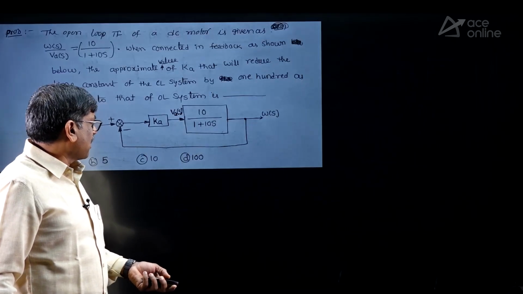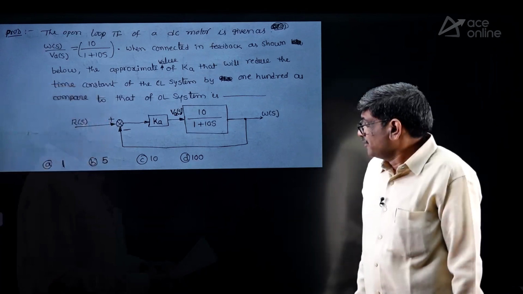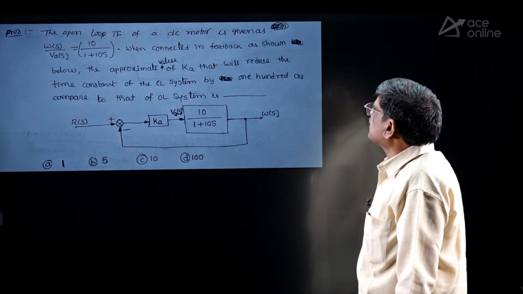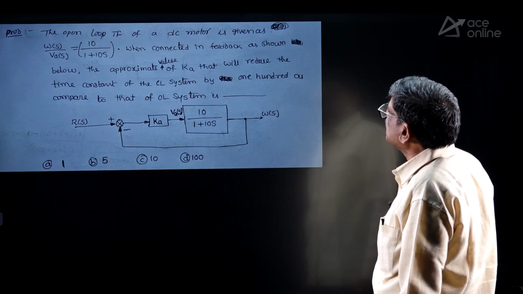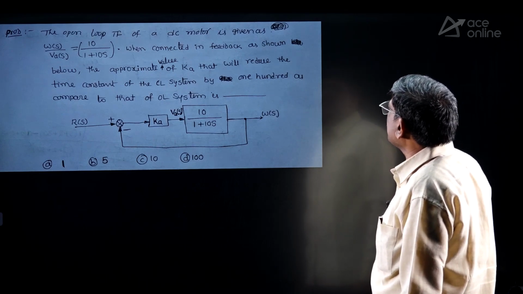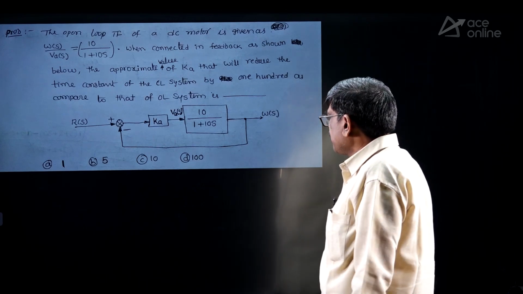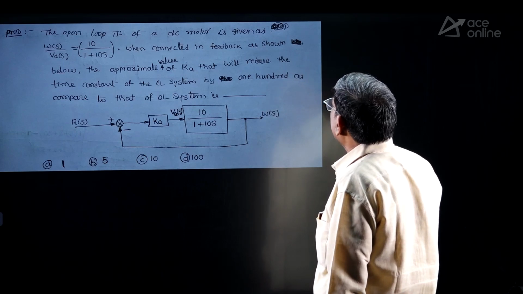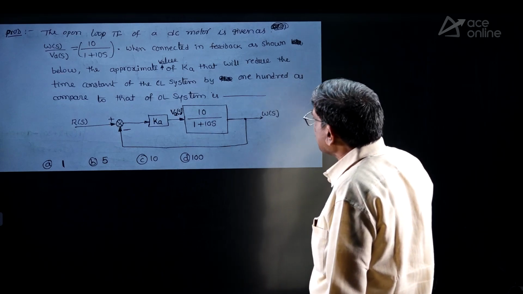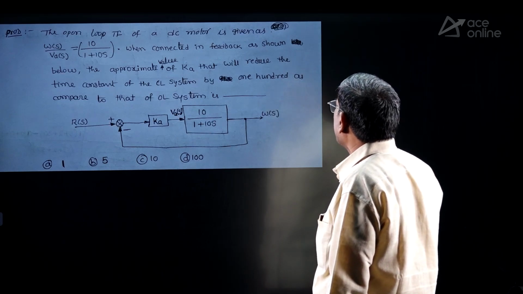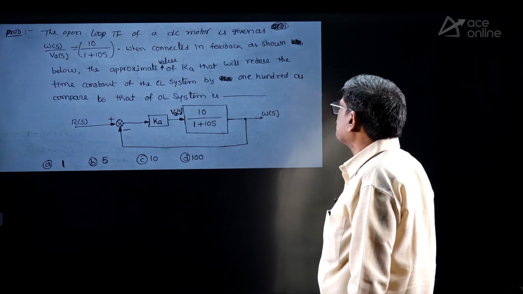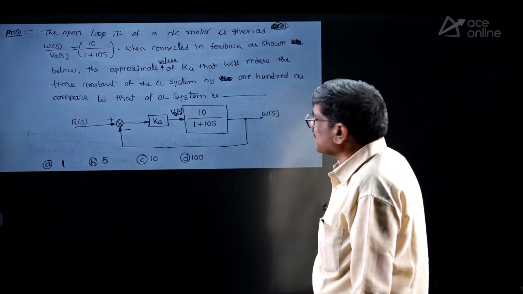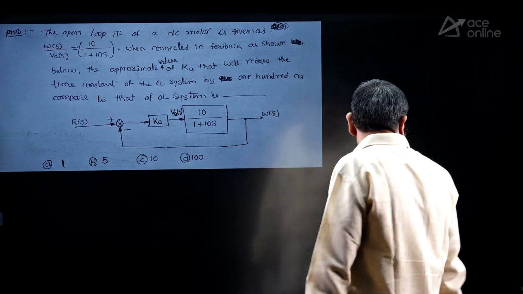Solve this question, all of you. The open loop transfer function of a DC motor is given as 10 by 1 plus 10s. When connected in a feedback as shown below, the approximate value of Ka that will reduce the time constant of the closed loop system by 100 as compared to that of the open loop system. So to find the value of Ka, come on, do it.